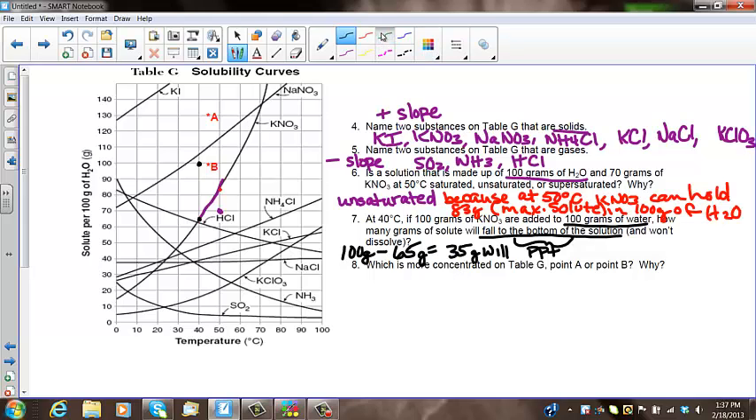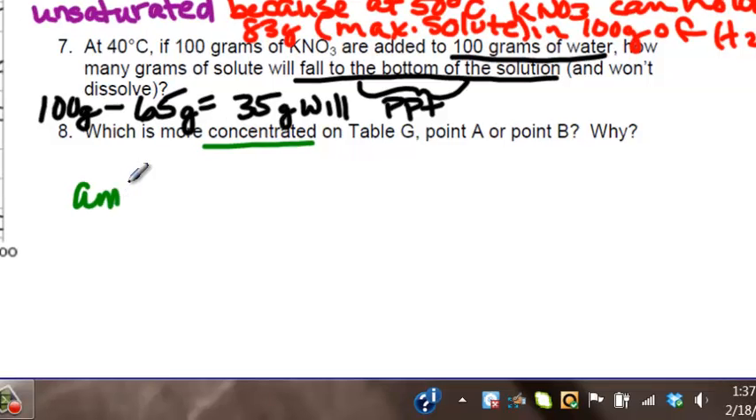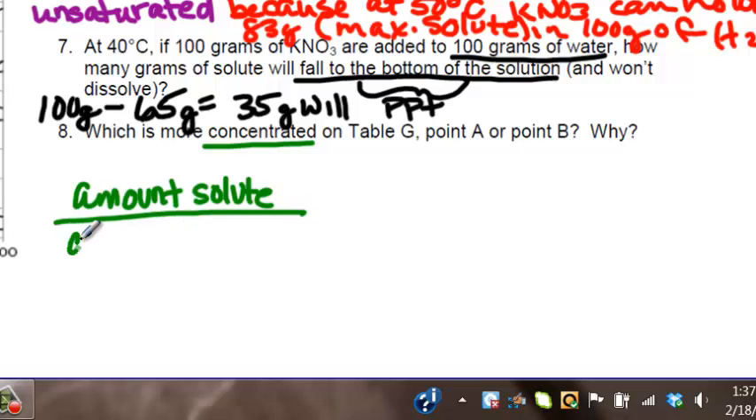And the last question, which is more concentrated on table G, point A or point B? When we talk about concentration in terms of solutions, it's basically the amount of solute over the amount of solvent.